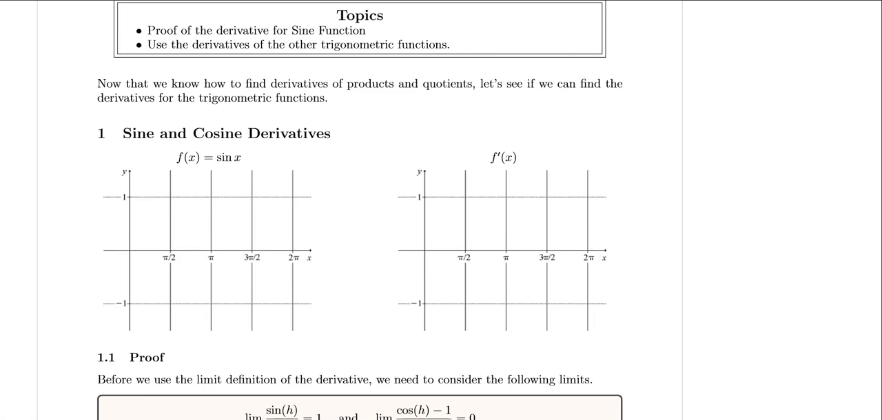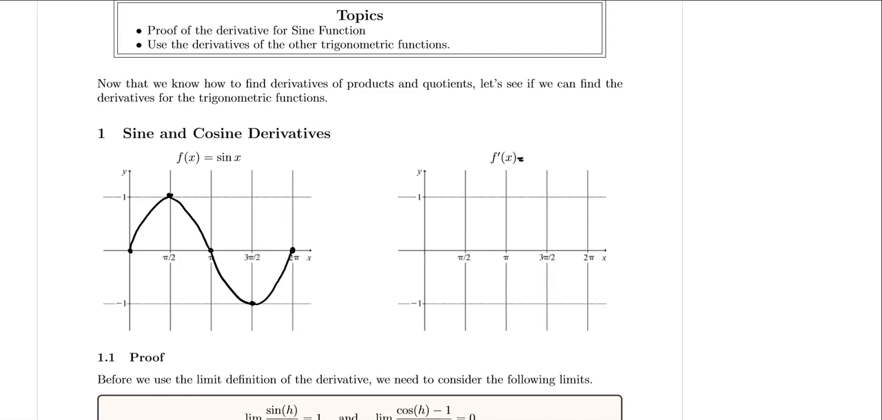So let's sketch the sine function. The sine of 0 is 0, the sine of pi over 2 is 1, the sine of pi is 0, the sine of 3 pi over 2 is negative 1, and the sine of 2 pi is 0. And this gives us our sine function on the interval from 0 to 2 pi. Perfect. Now, what would the graph of the derivative look like?